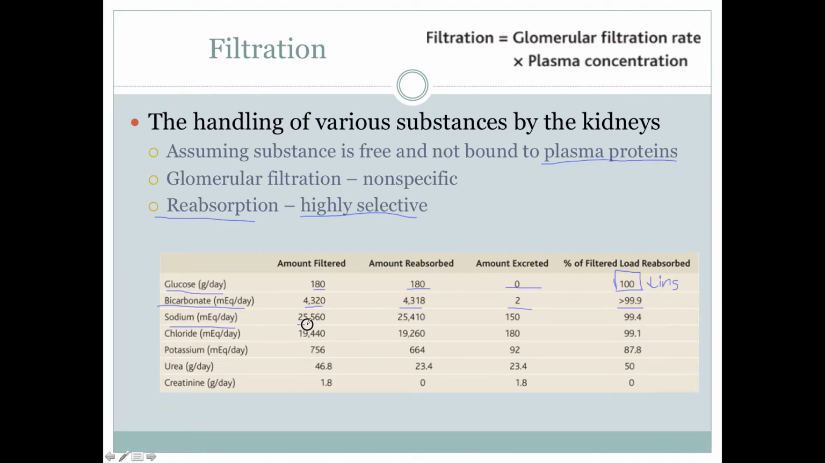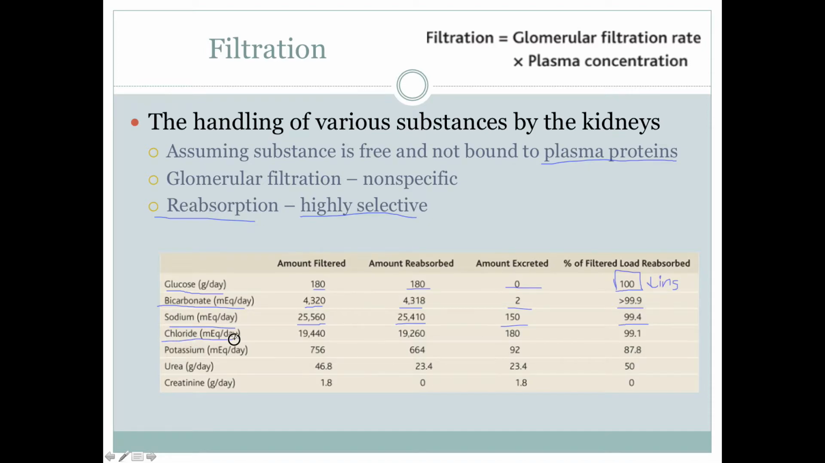Sodium, same thing. We have a lot that is filtered by the glomerulus. A large amount is reabsorbed. But there is going to be a larger amount than other products that will be excreted. But usually we're reabsorbing most of the sodium as well, because where sodium goes, water follows, and we want to keep our water in the plasma, in the bloodstream.